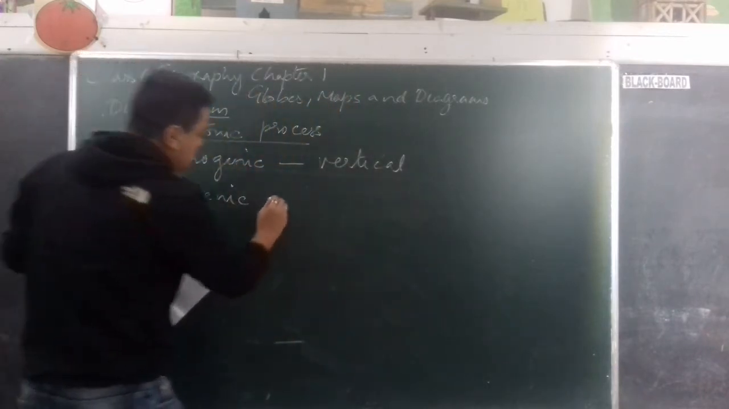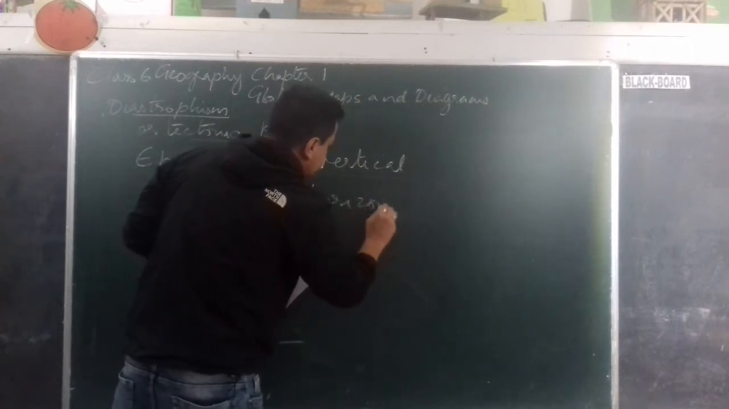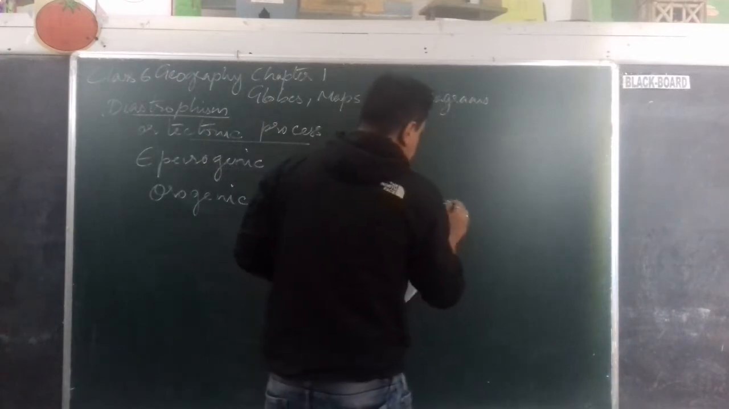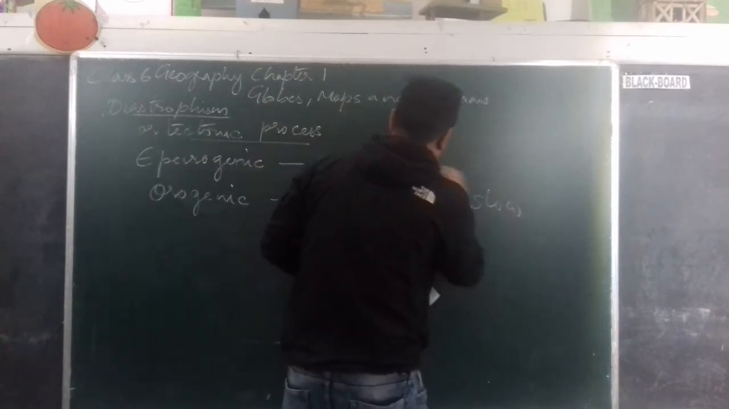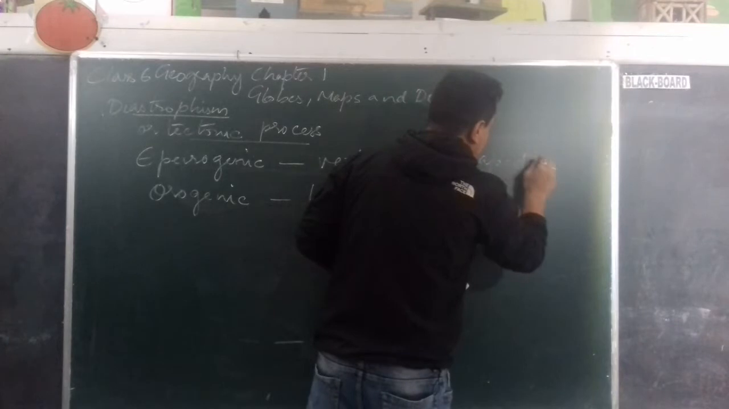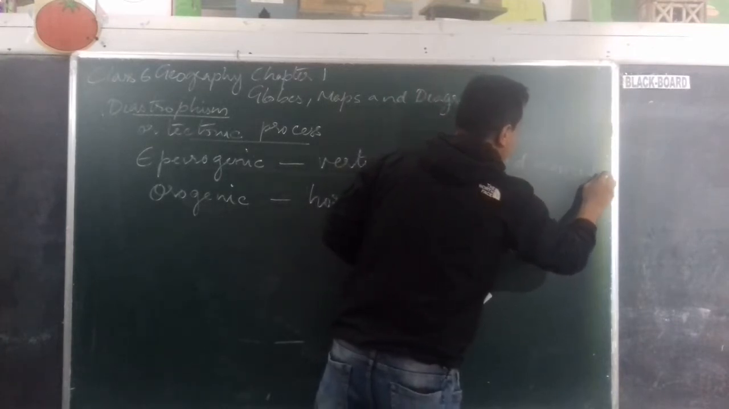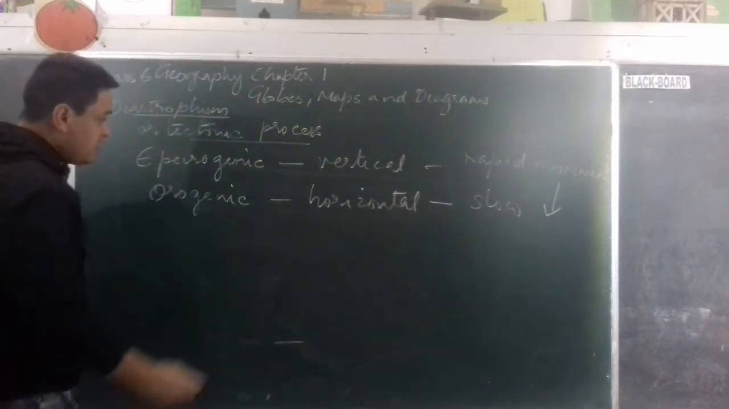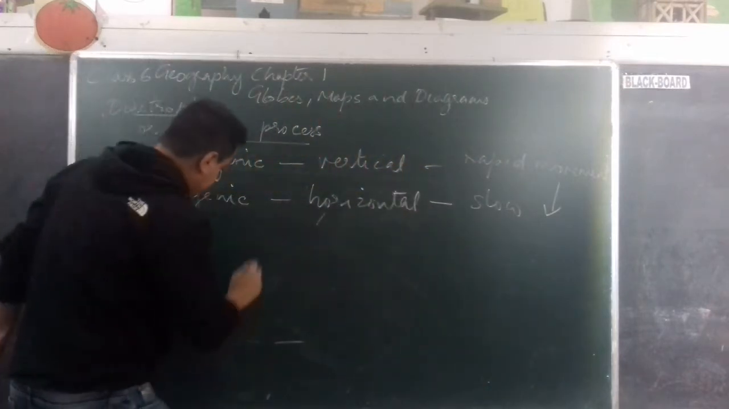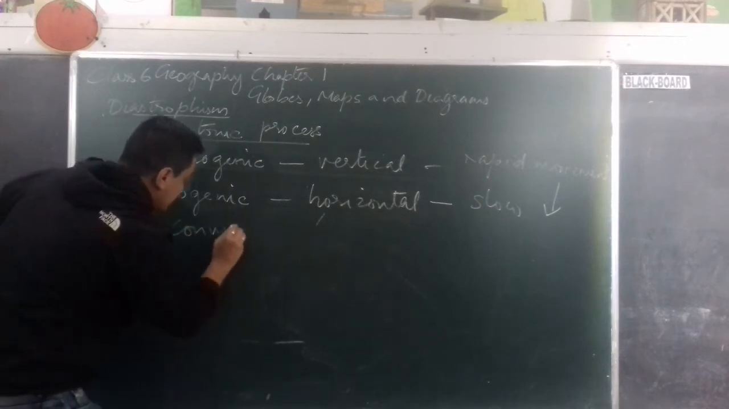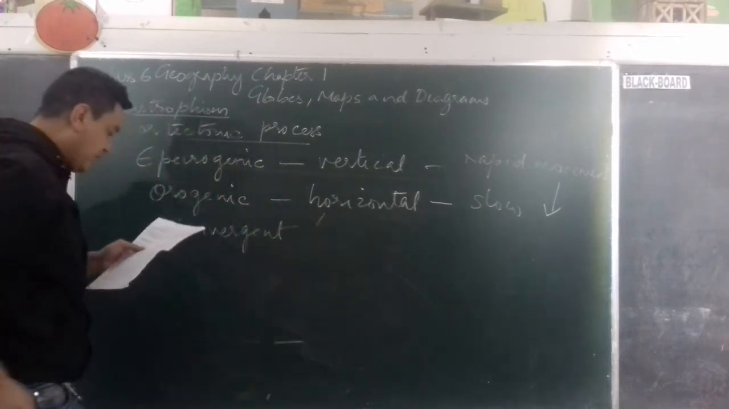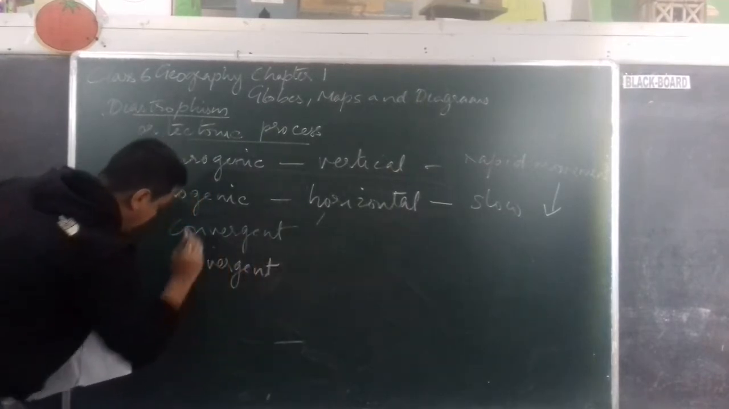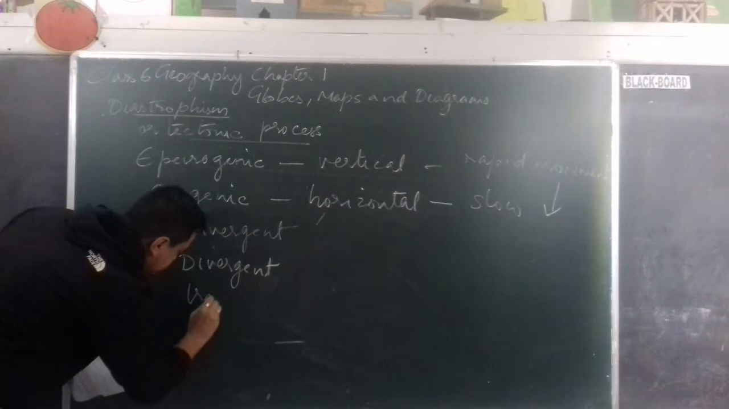Orogenic movements are basically horizontal movements. In these horizontal movements, we come across slow movement. This is rapid movement, R-A-P-I-D, sudden movement, and this causes slow movement. In this horizontal movement, there are three types of processes known as convergent, C-O-N-V-E-R-G-E-N-T, divergent, and transform movements.